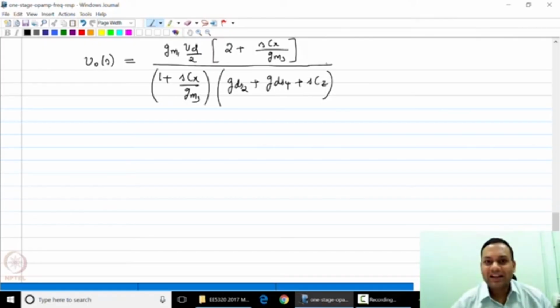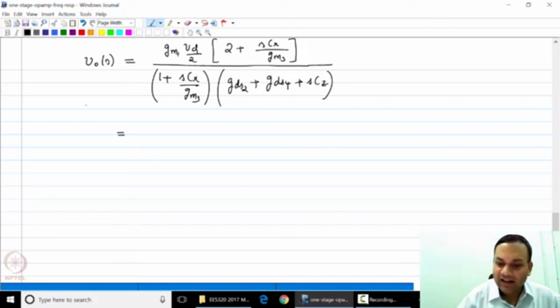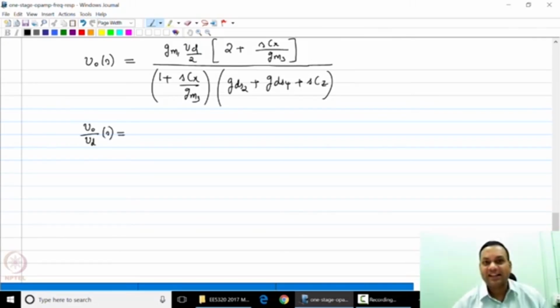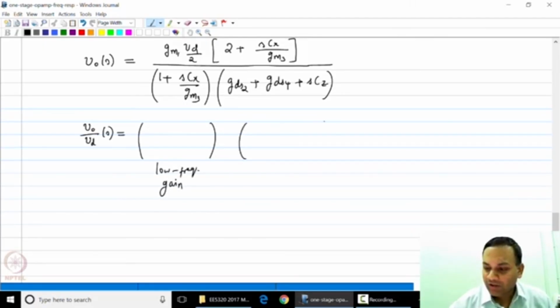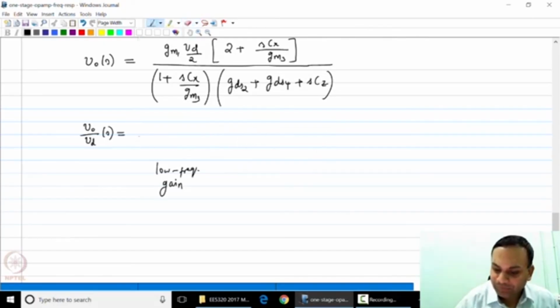Now I am going to write this in a standard form. I want to rewrite this as VO by Vd of S. So this is the gain of the circuit. I want to write this in a standard form where I have two components. The first component should correspond to the low frequency gain, and the second component should go to 1 at low frequencies, but should contain the poles and zeros of the system. So now let us rewrite this in that specific form.